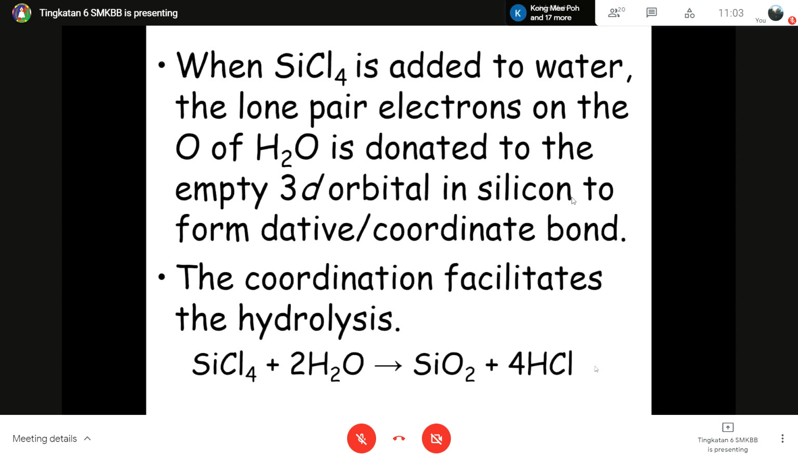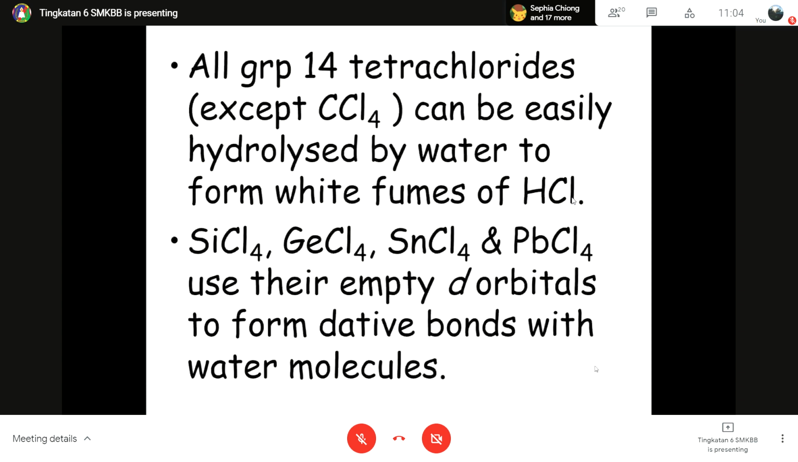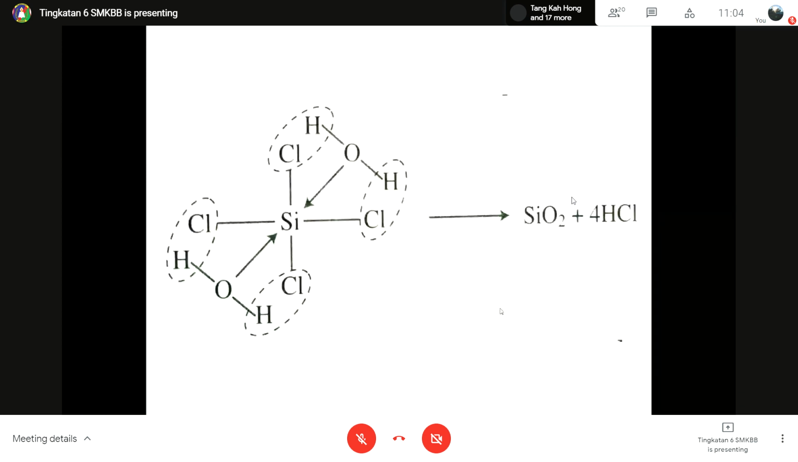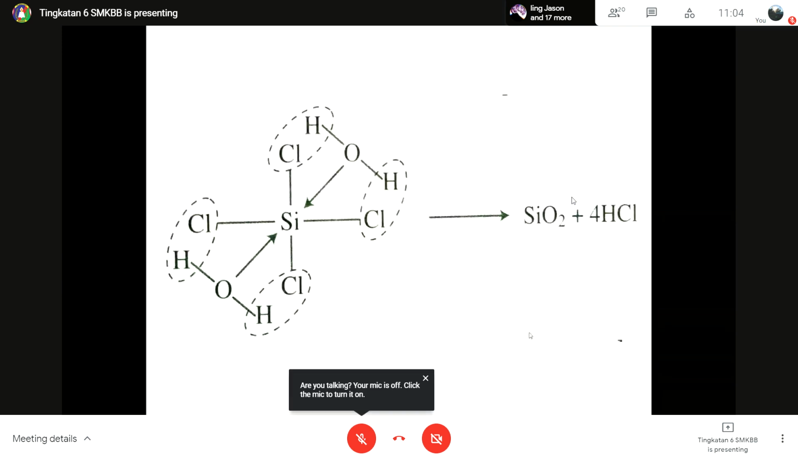Okay, the hydrolysis takes place the same way for germanium, tin, and also lead. Silicon, germanium, tin, lead: they all react in a similar way. Hydrolyzed by water, or should we say they all react with water. So these two separated, this one slots in, and you get the SiO2. That is the reaction with water, except CCl4, no such reaction.